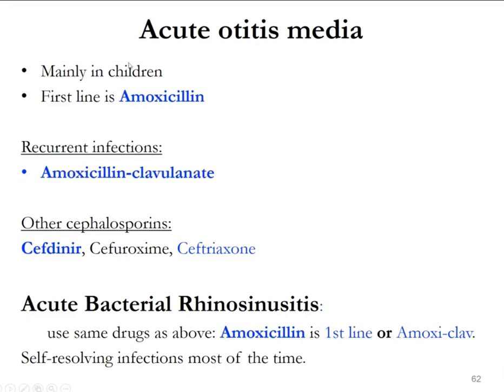First line is amoxicillin. You can trust that. Even very good for children, because most of the patients will be children. Acute otitis media. So first line is amoxicillin. Why do we include this in the respiratory section? Because it's spread from the respiratory system. That's why.